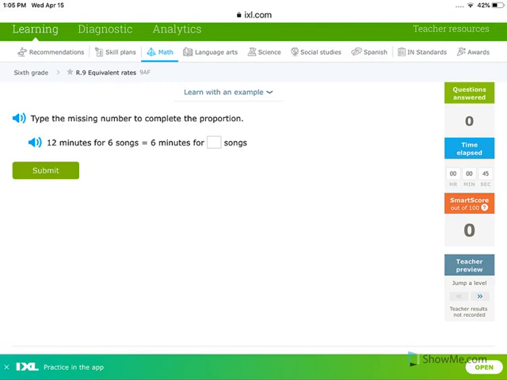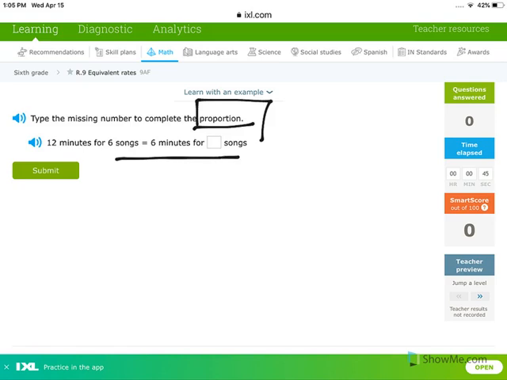We're dealing with ratios, this time equivalent rates. A little bit more difficult, but not much. Don't get intimidated. So we need to type the missing number to complete the proportion. We'll learn more about proportions in 7th grade, but this is the beginning of proportions, rates, and ratios.